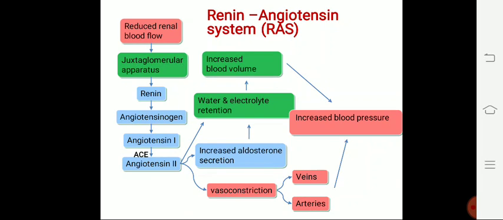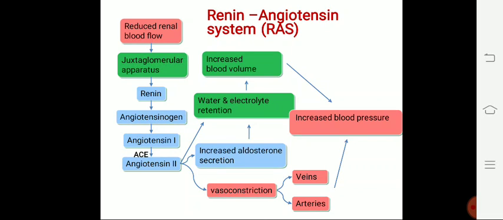1. Angiotensin 1, in the lung, in the presence of angiotensin converting enzyme, is converted into angiotensin 2. Now, angiotensin 2 is a potent vasoconstrictor, and there are three main roles or functions of angiotensin 2. First is the vasoconstriction.